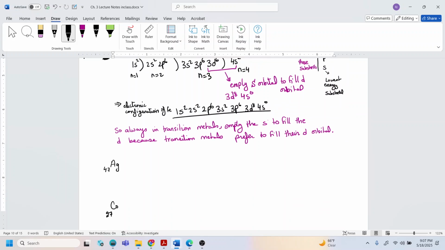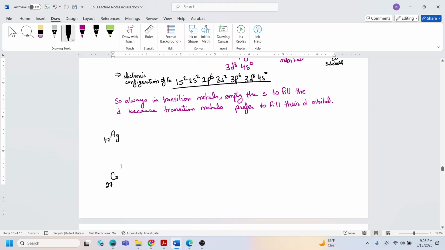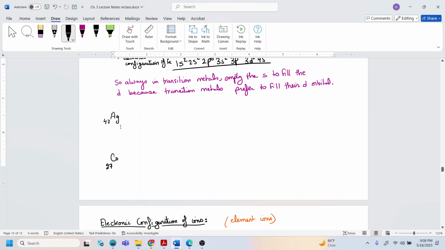Let's have another example, which is silver. Silver is a transition metal, okay? So let's draw its normal electronic configuration first, and then arrange the shells into n equal 1, n equal 2, n equal 3, and see if we can empty the s orbitals in the outermost shell to fill the d orbital.